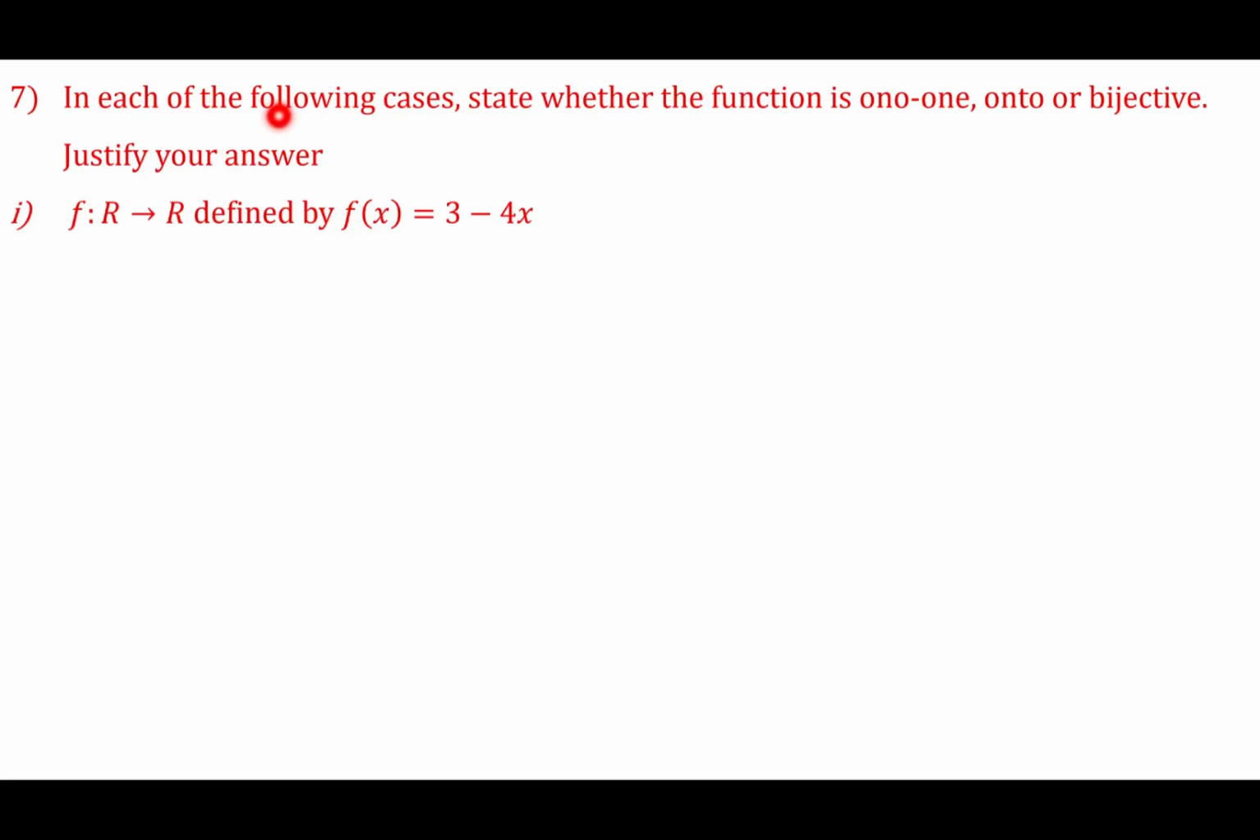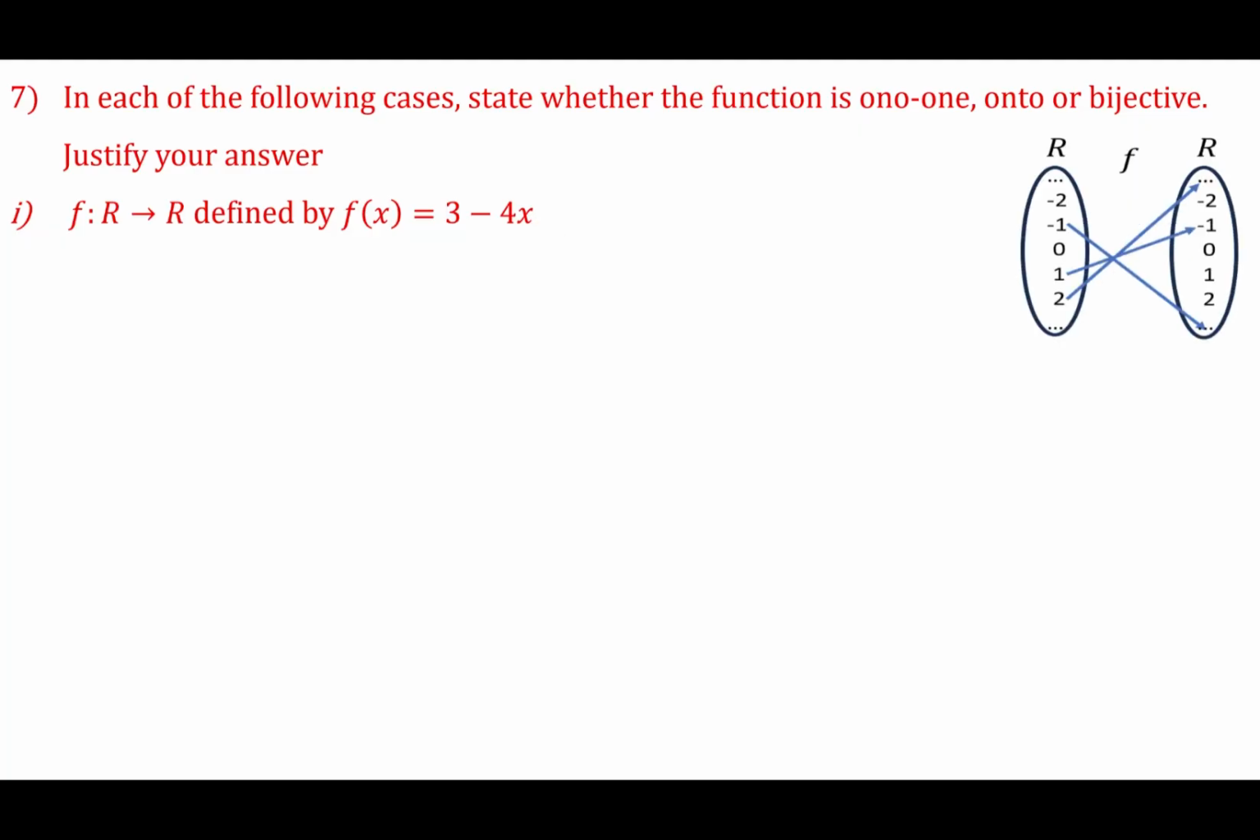Question 7. In each of the following cases, state whether the function is one-one, onto or bijective. Justify your answer. The first question: function f from real numbers to real numbers defined by f of x is equal to 3 minus 4x. Let us draw a rough diagram.